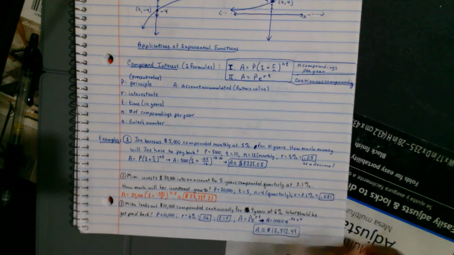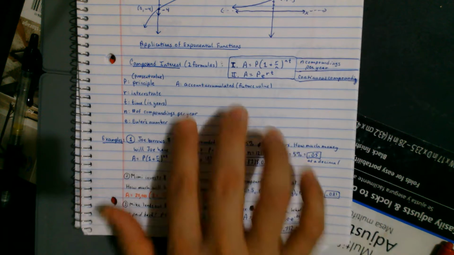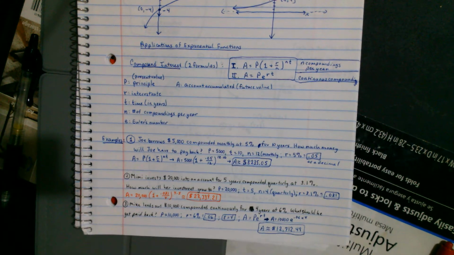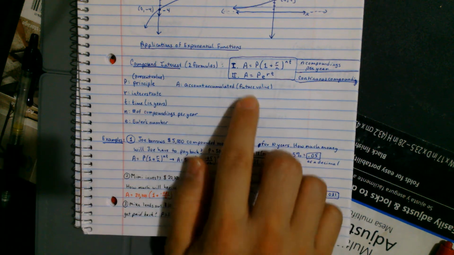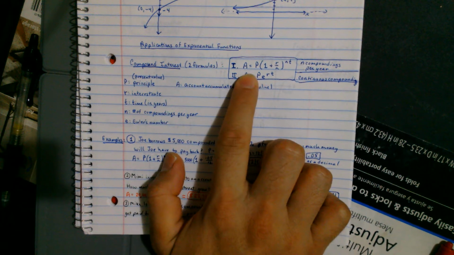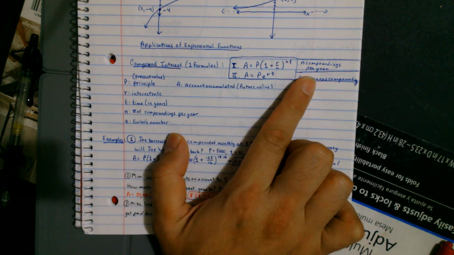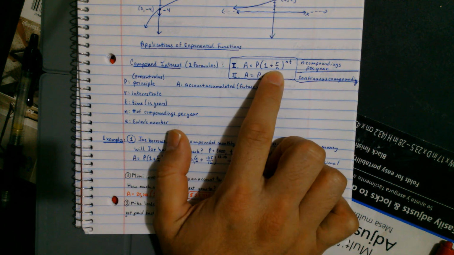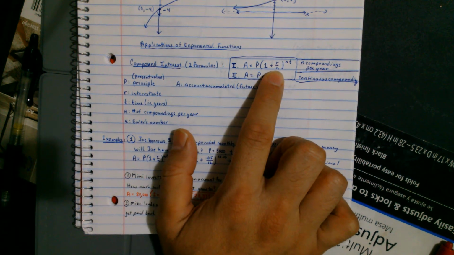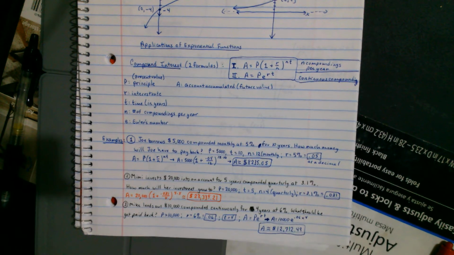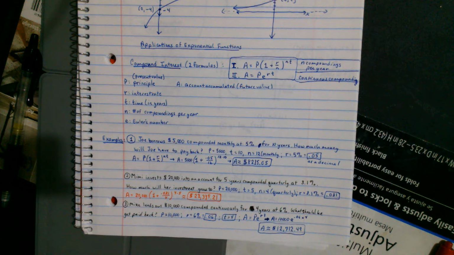Now, applications, as it were: there is what's called compound interest. Compound interest has two formulas. The first one is essentially A equals P times (1 plus r over n) to the nt power. That is what's called compounding. n represents how many times per year they're going to charge you interest. So compounding means a time that they're going to charge you interest.